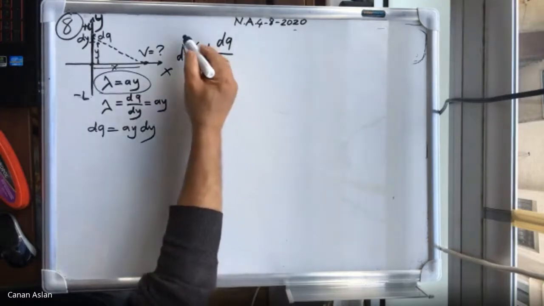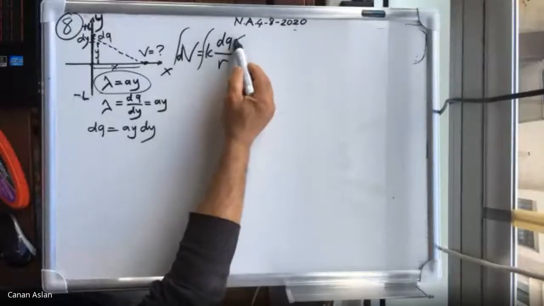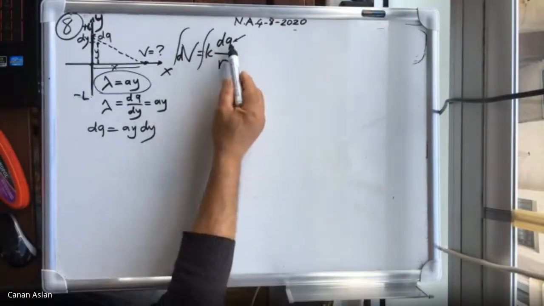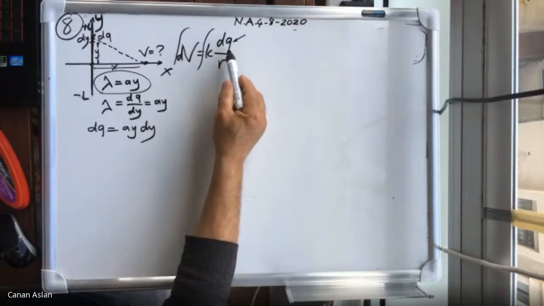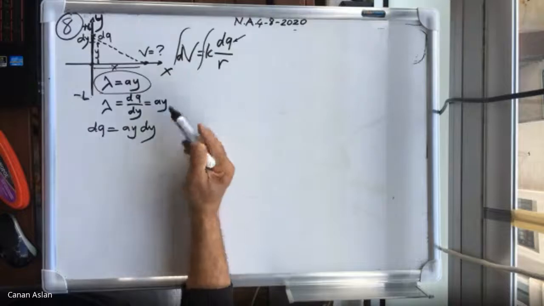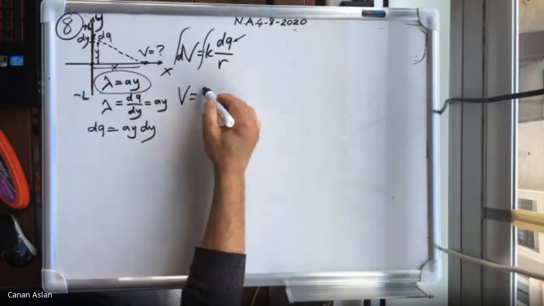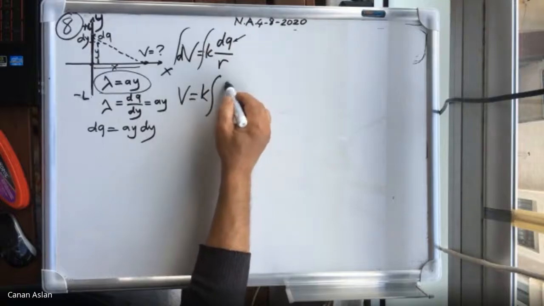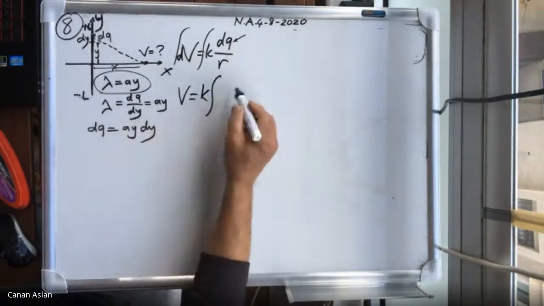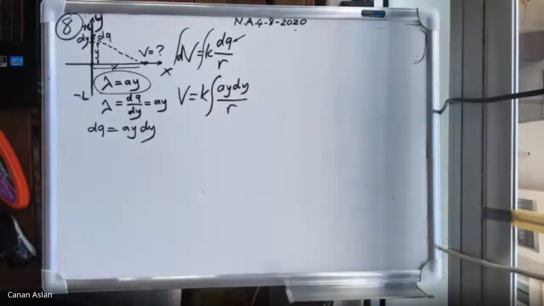To integrate this, we have to be careful and handle this dq because we are not used to charge integration. So this charge integration should be reduced to a dimensional integration. From this integral we get the potential, which is equal to k, a constant, times dq, but dq is just lambda dy, which is Ay dy, divided by r. So this is it.